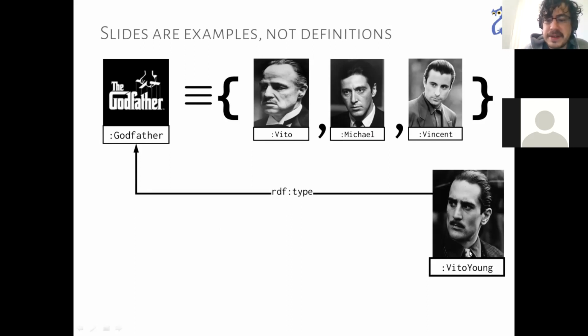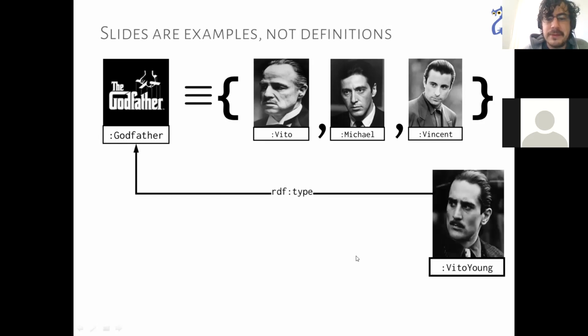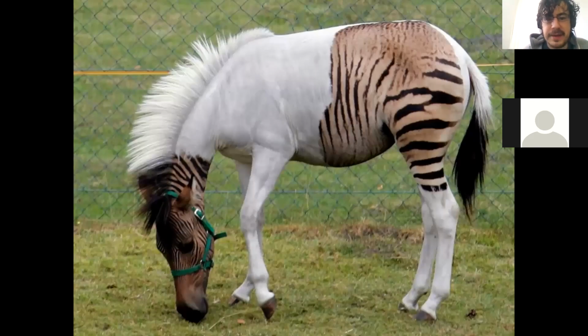But here, for example, if we have Vito Young as of type godfather, what we saw for this definition is that we'll know Vito's of type godfather, Michael's of type godfather, Vincent's of type godfather. However, we can also infer other things. For example, if we have Vito Young as of type godfather, then we can infer that Vito Young must be the same as Vito or Michael or Vincent. It must be equal to one of these things here. So just to clarify, the slides are examples.